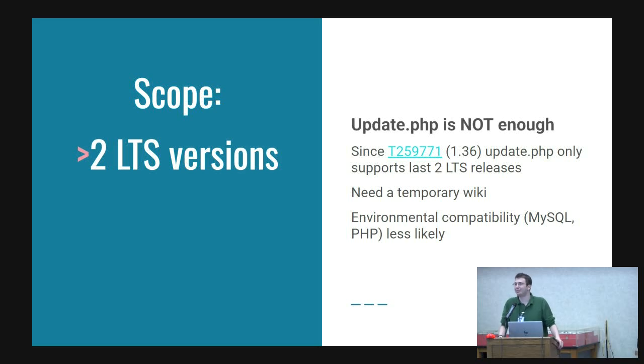Another reason you might want a temporary wiki, environmental compatibility is less likely. If you're upgrading from, say, 1.17, I think we had a client from that recently, there's no way that's going to support PHP 8.3. It won't even support PHP 8.0. You're not going to find a version of PHP that will support both the old and the new wiki. You need to import it somewhere.